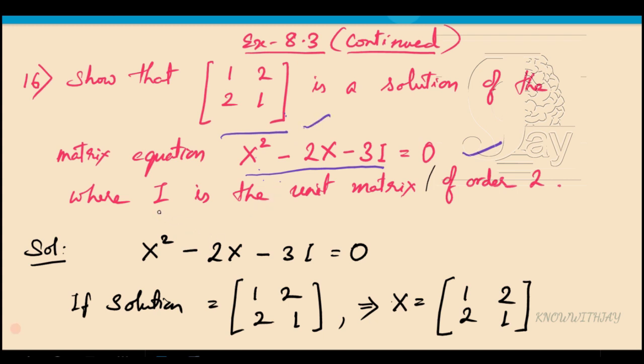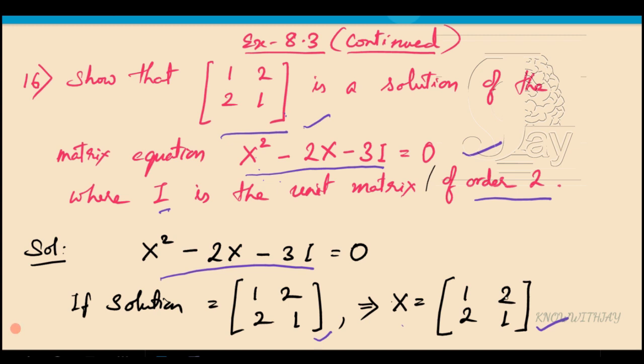I means identity matrix. Okay, identity matrix, if you remember, the diagonal elements are 1. Now the order of the matrix I is also given. This is the given equation, and this is the solution. So that means in place of X we are going to write the solution. The value of X is [1 2; 2 1].